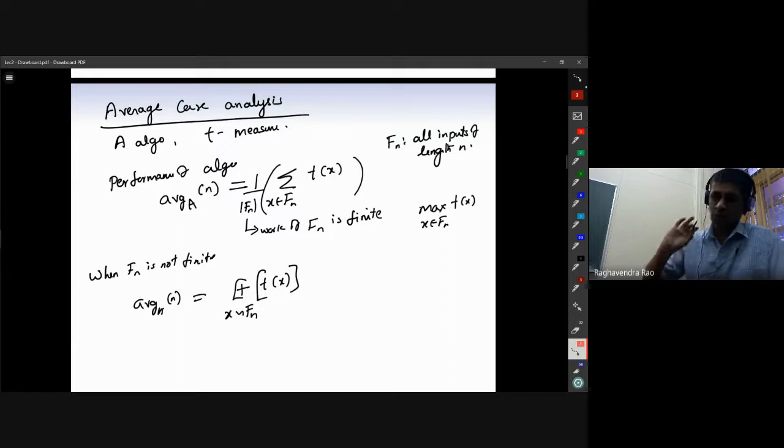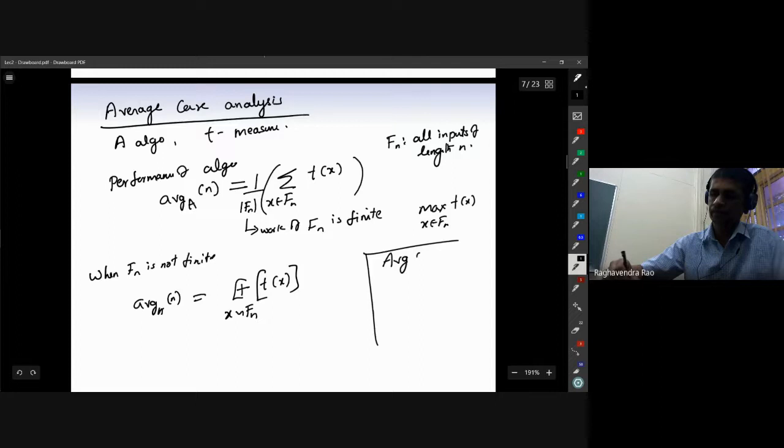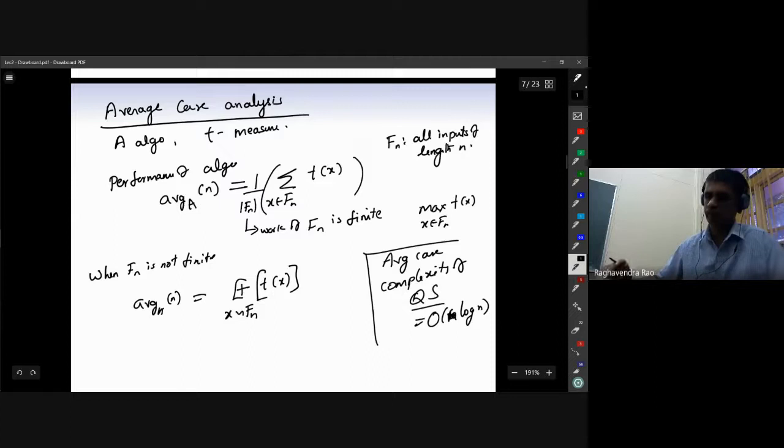So in fact, this has been again fairly popular. One of the first cases that you would have seen is average case complexity of quicksort, right? Many of you might even have seen it. So at least you would have read somewhere that average case complexity is n log n, whereas worst case complexity is n square.